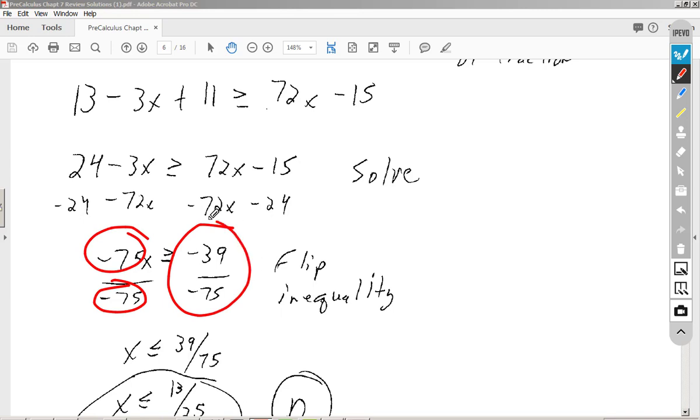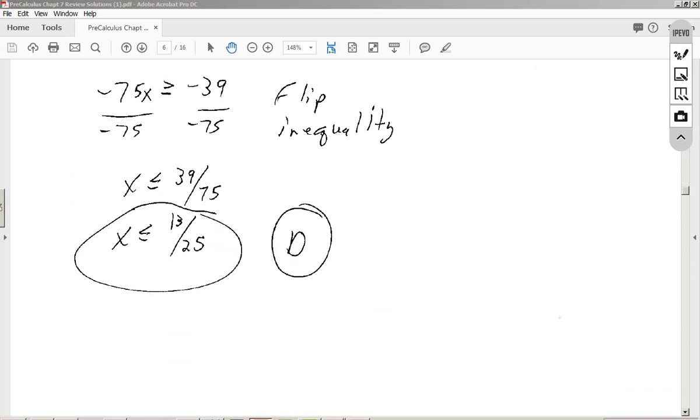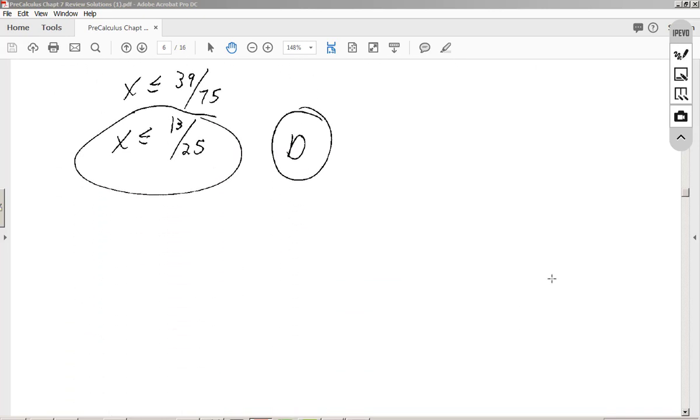I get negative 39 all over negative 75, which is positive 39/75. And you want to make sure and flip that inequality, because every time you multiply or divide by a negative, you flip your inequality. So your answer is going to be x is less than or equal to, and I'm going to go ahead and simplify 39/75 down.